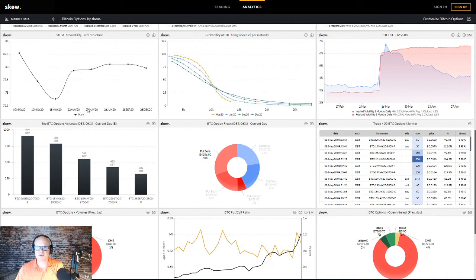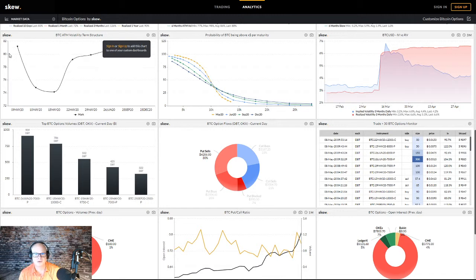Okay, so we're seeing the at the money term structure, and this is showing the implied volatility at the money. Let's see if we can zoom in on this. Okay, so we can't do that. Right now the at the money implied volatility is lowest at 15 May, and then it goes up quite a bit. It's common to see this rise as you get closer and closer to expiration. It's very common to see that.